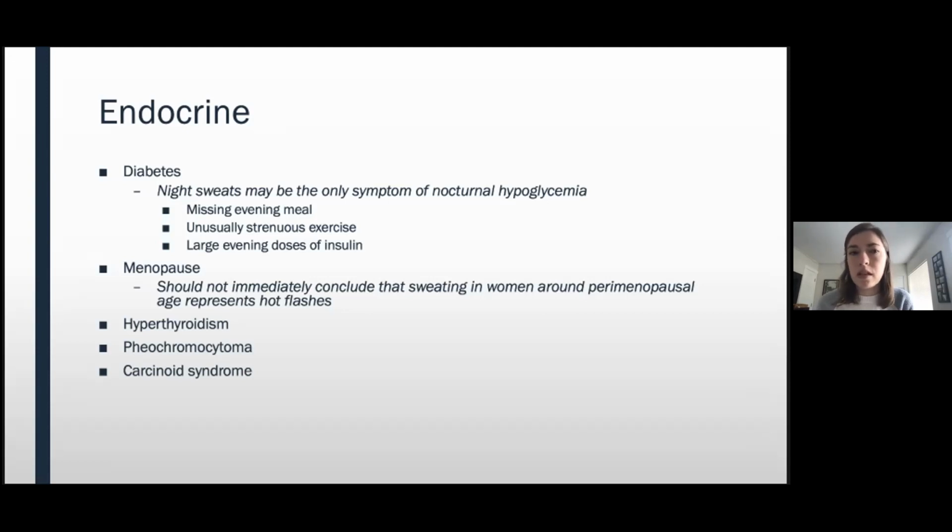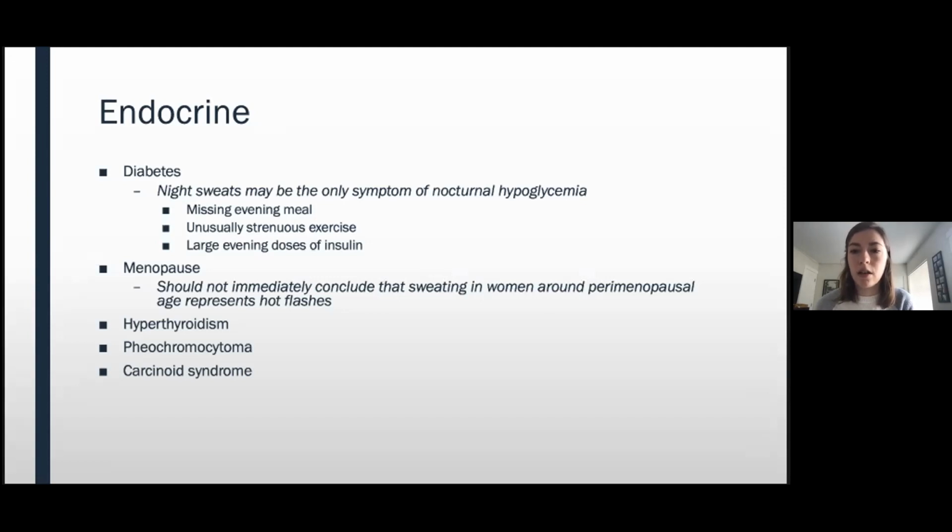You want to worry about this specifically in patients who have really tight control of their diabetes, so like a lower A1C, patients who also have renal insufficiency, polypharmacy, patients who are on high doses of insulin or sulfonylureas, and then also older patients. As we know, we want to have less tight control in those older patients as well. And then other things that we know of, hyperthyroidism can cause night sweats, and then some rare things like pheochromocytoma and carcinoid syndrome can also be endocrine causes of night sweats.